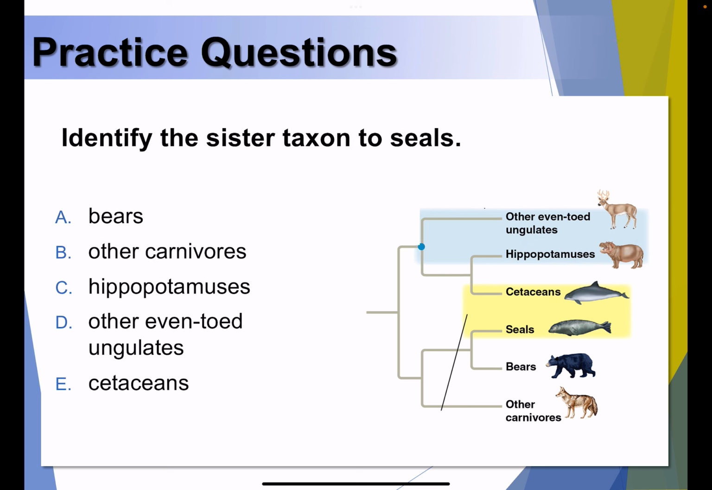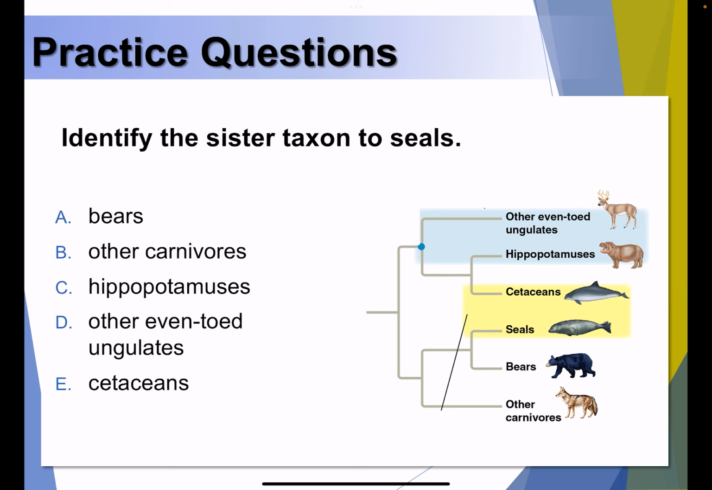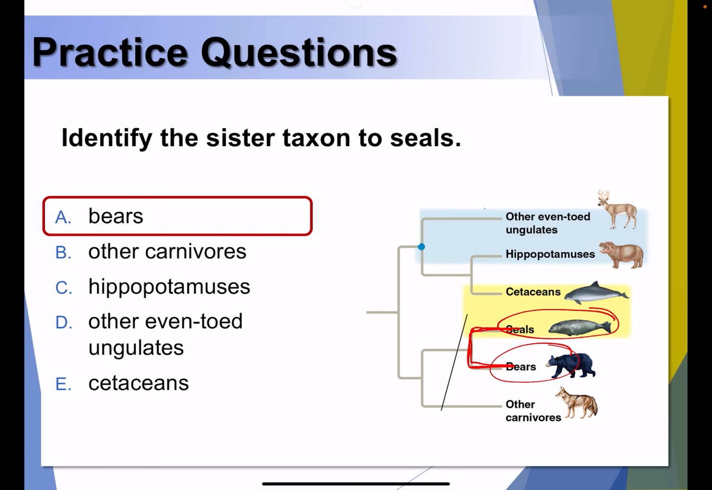Identify the sister taxon to seals. Don't be afraid to draw things on these phylogenetic trees in order to read them correctly, just like I did here. All right, so here are seals. The sister taxon will be the one that's connected directly with it, which are bears.